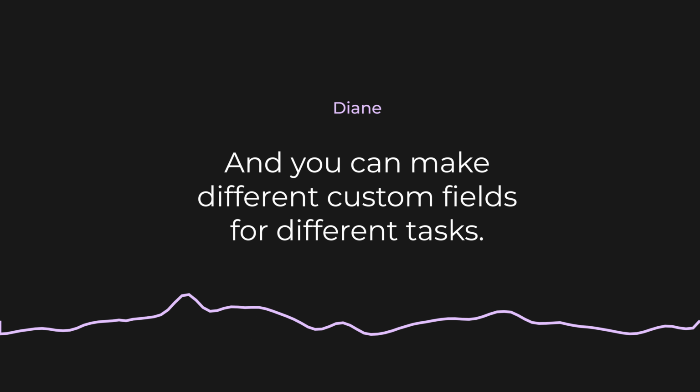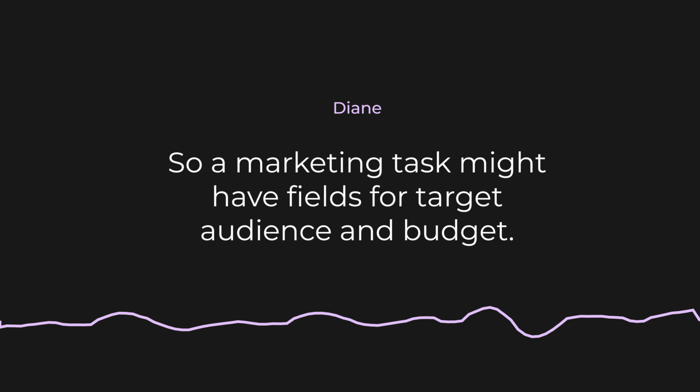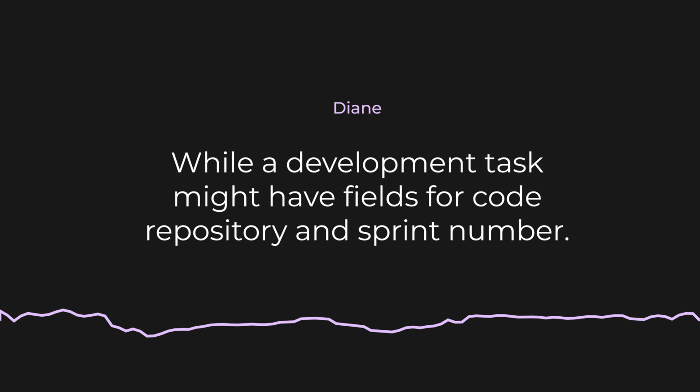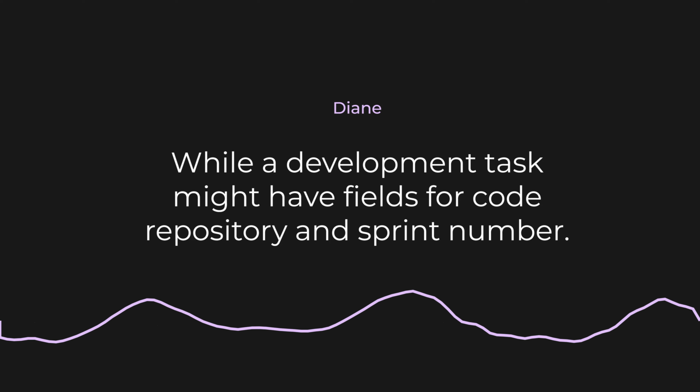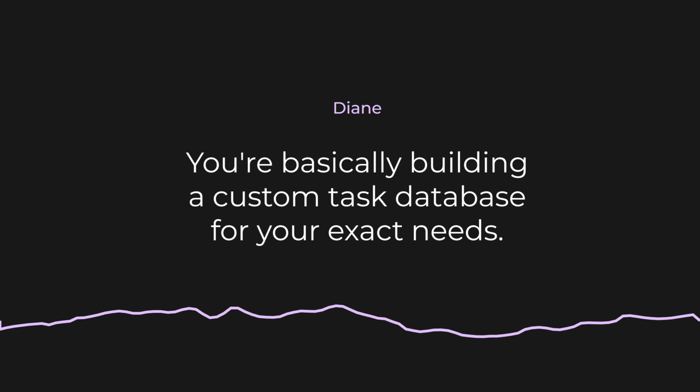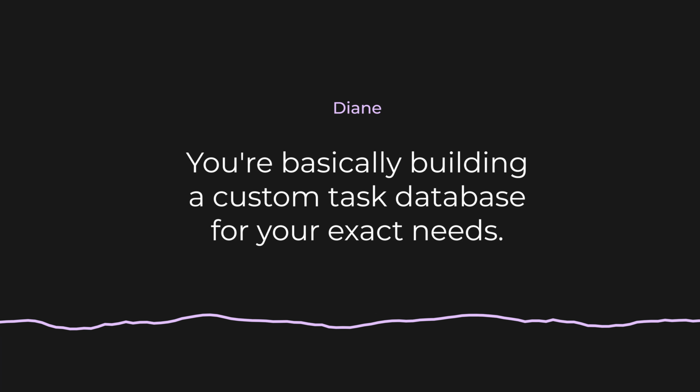Right. And you can make different custom fields for different tasks. Give me an example. So a marketing task might have fields for target audience and budget, while a development task might have fields for code repository and sprint number. So specific to the work. You're basically building a custom task database for your exact needs.